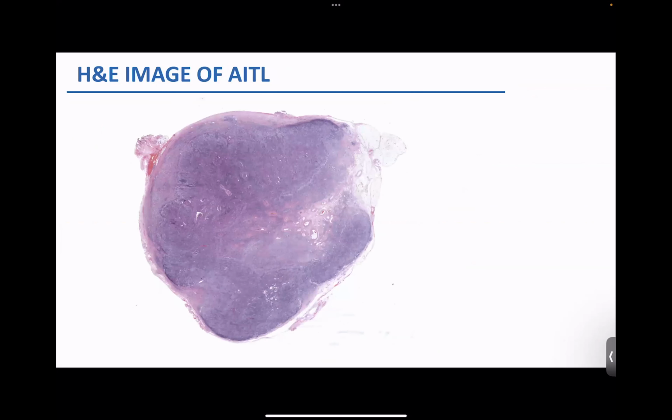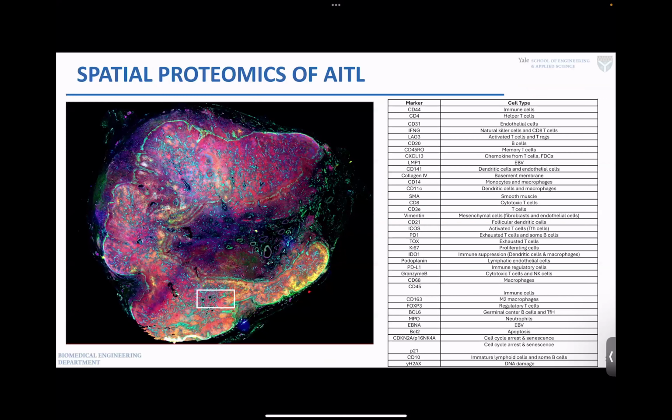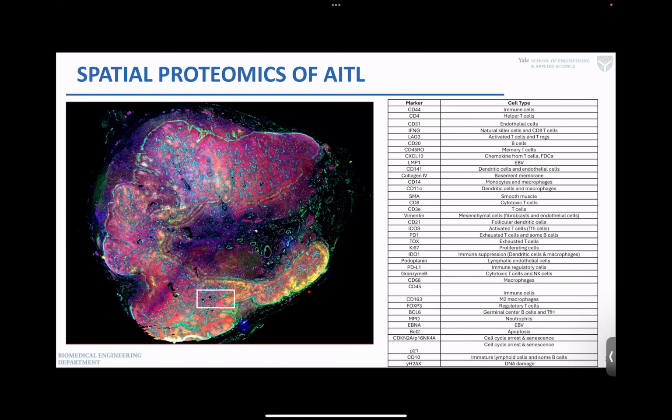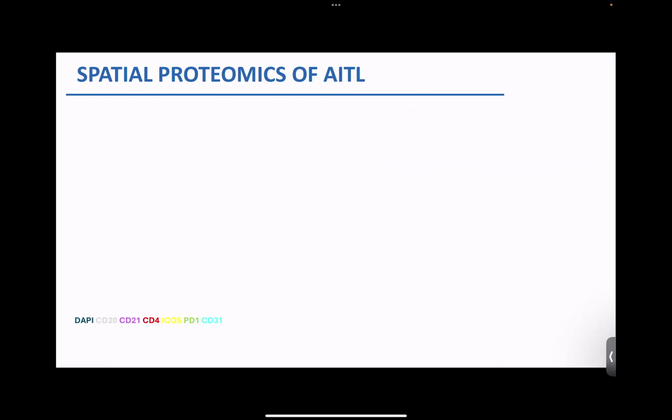So one of the samples that we performed an experiment on was this one, and this is the H&E image of the AITL. And to further understand, this is its CODEX panel with all the markers that were cell type specific, and it was also specific to AITL. And our next image is a zoomed in region of this box on the CODEX image, and we zoomed in to see the specific interactions.